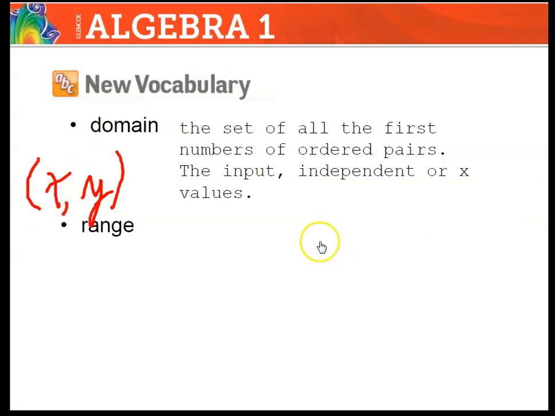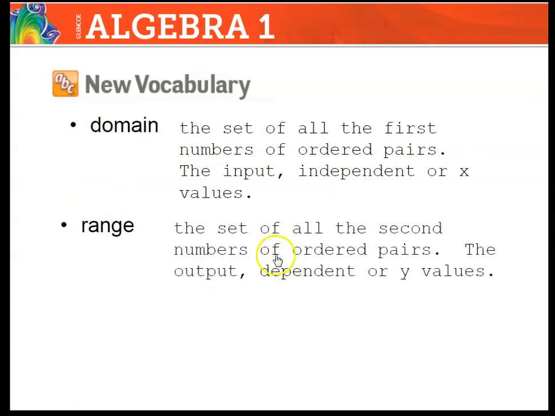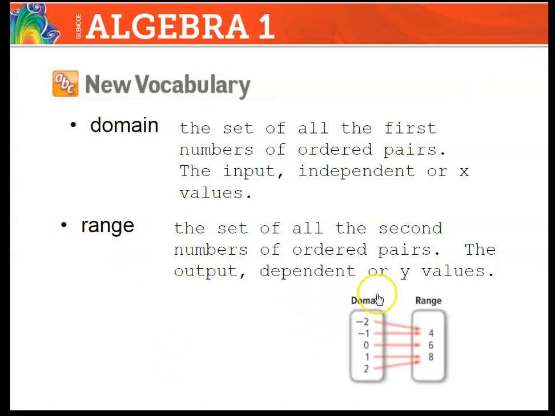Well, the range then is the set of all the second numbers in the ordered pair. These are the output, the dependent, or the y values. And we saw again in our table illustration, we had our domain, we had our range. So if we look here, these would all be our x values. These would be our y values. We had our x and y.